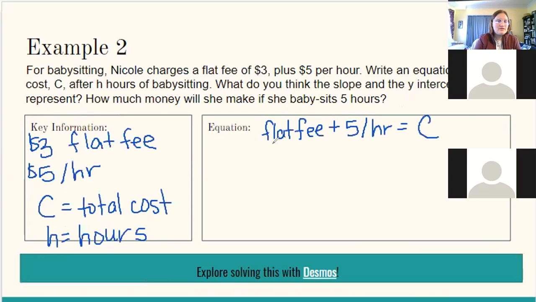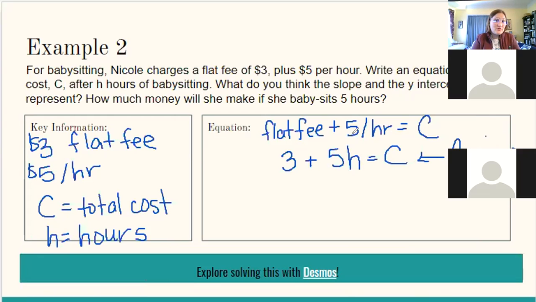Well, what was her flat fee? It was $3. And the $5 per hour. Each hour gives us our total cost. This is a linear equation. And it is a little linear equation that we could use to figure out how much she's going to get paid for any number of hours, right?